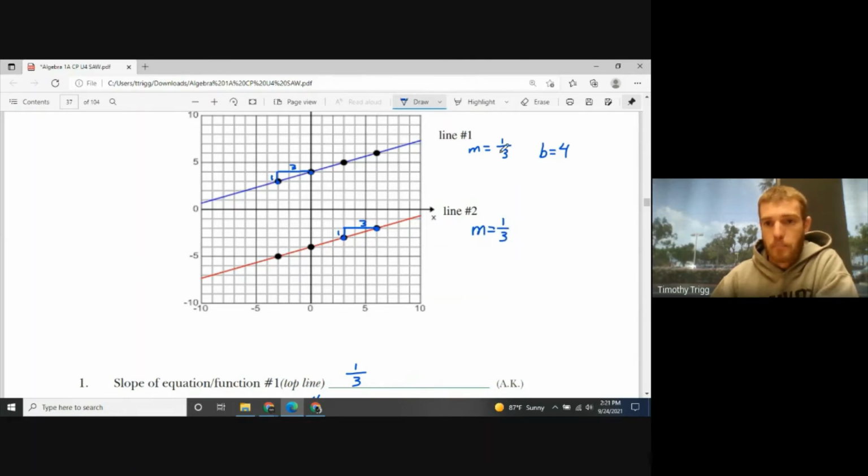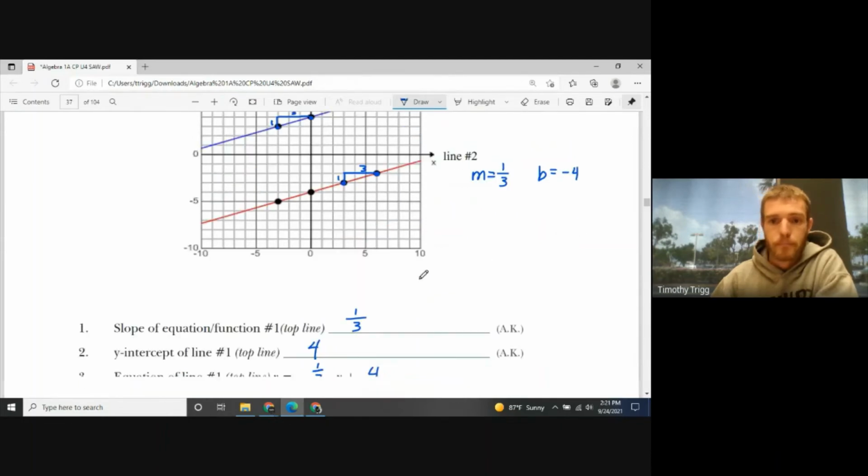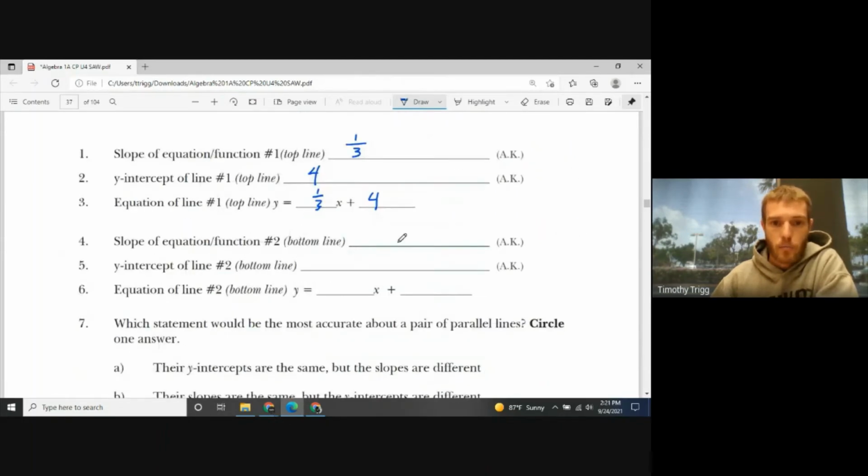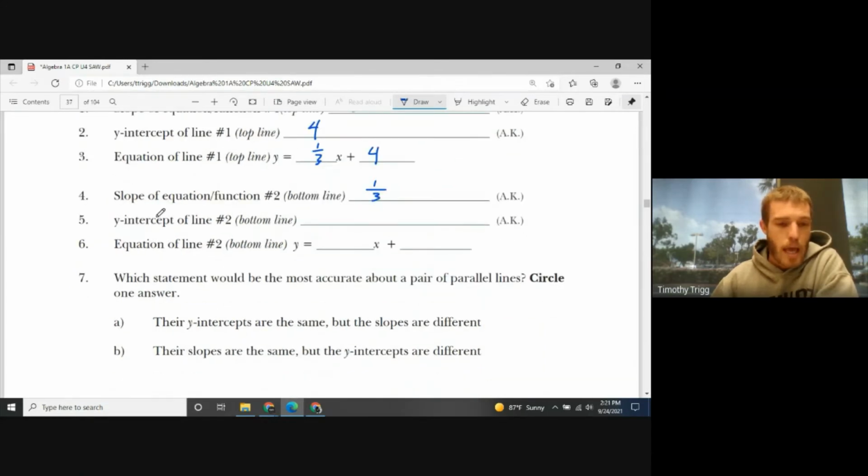Okay. Do you notice anything about their slopes? And then our b in this case, 1, 2, 3, 4, is -4 though, right? Because we're going down. So our y-intercept, our b, is -4 in this case. So now we can write our equation. Our slope was the same, 1/3, right? They have the same slope. And our y-intercept was -4.